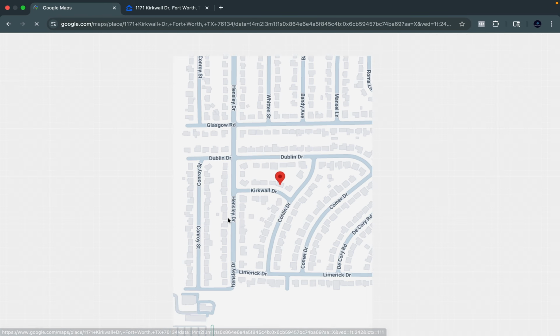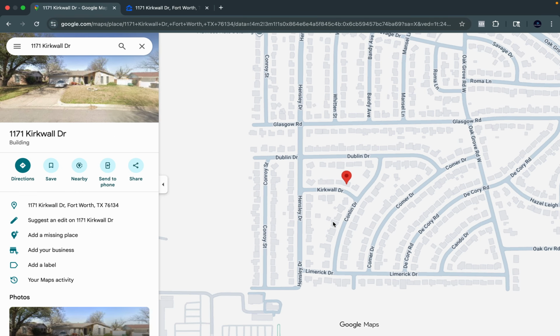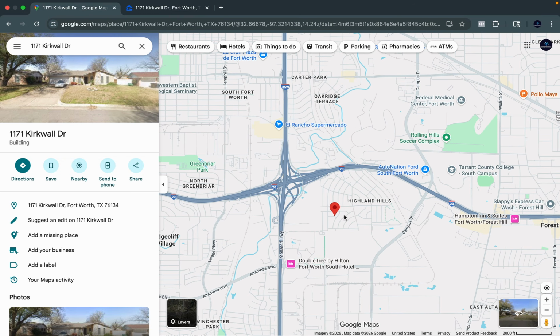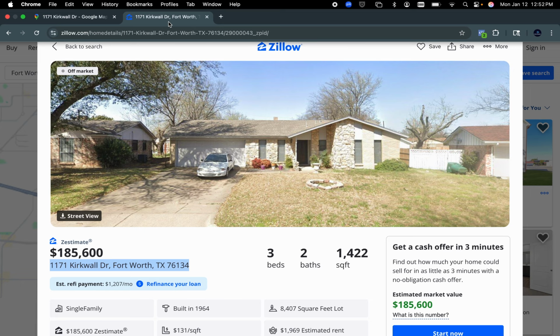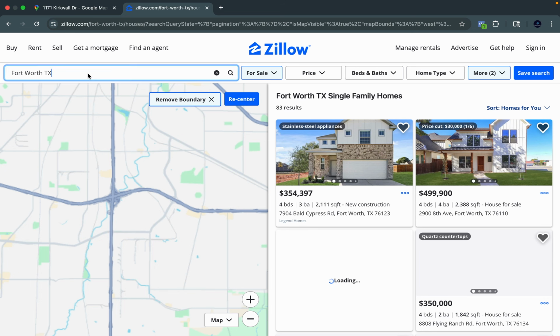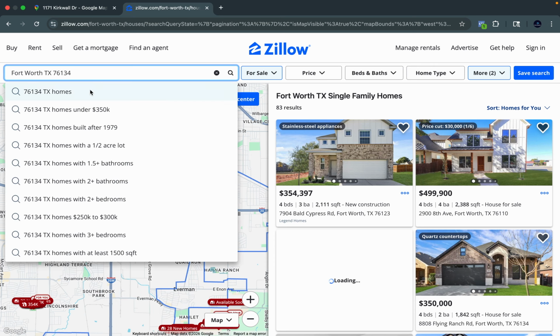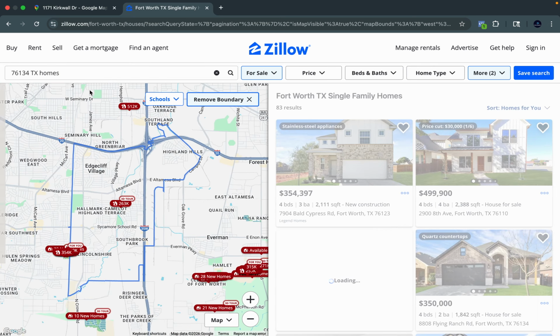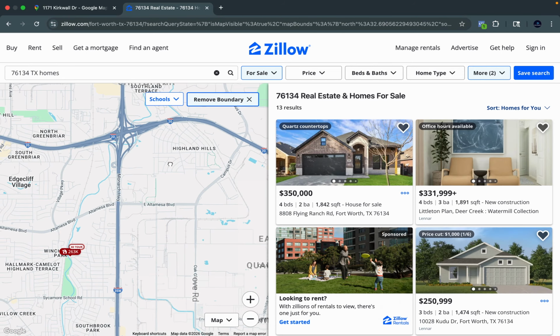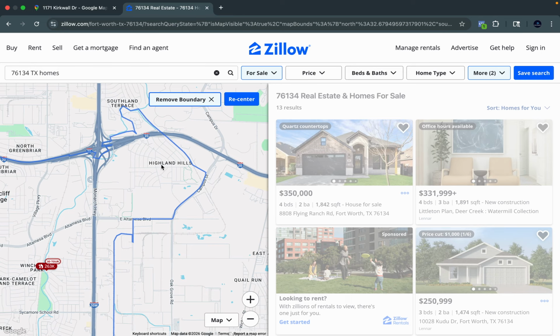In this case, the home is just right around in the Highland Hills. So make sure you're accurate when you're pulling comps for some of these properties. So the home is right around in here, right? So now we get an understanding of where it's at.